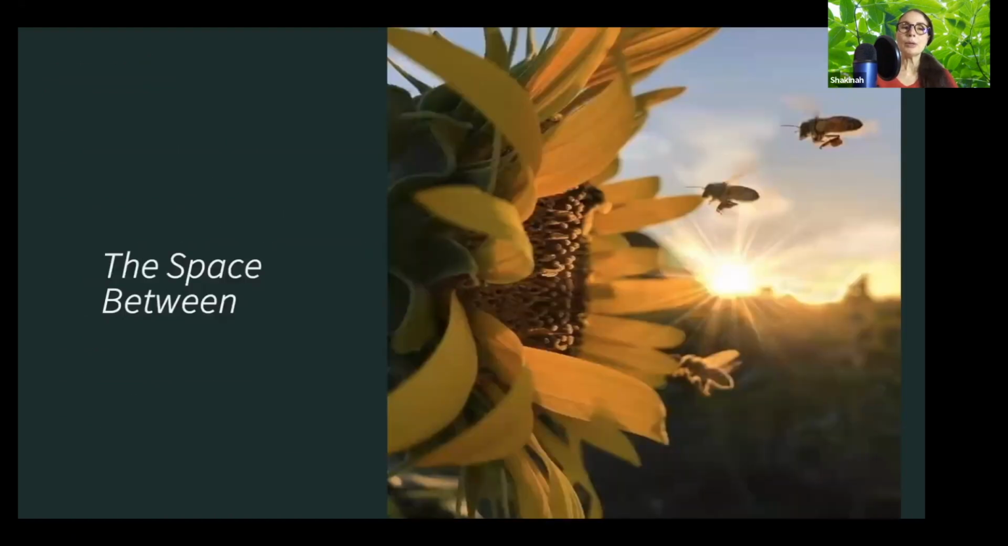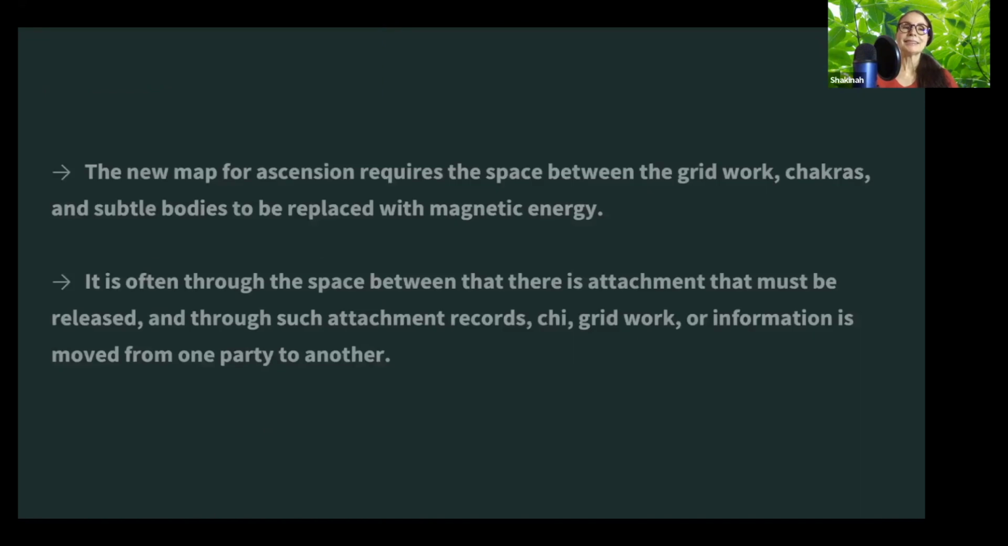The space between. The new map for ascension requires the space between the gridwork, chakras, and subtle bodies to be replaced with magnetic energy. It is often through the space between that there is attachment that must be released, and through such attachment, records, chi, gridwork, or information is moved from one party to another.